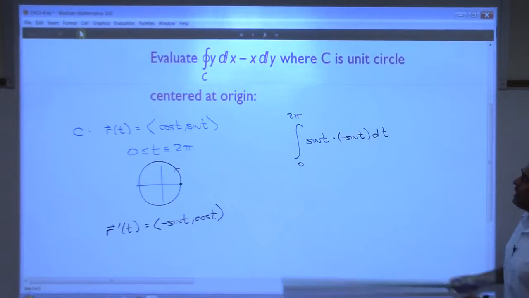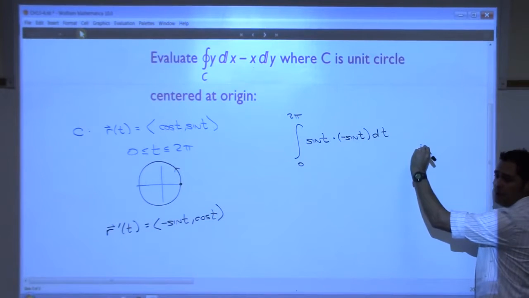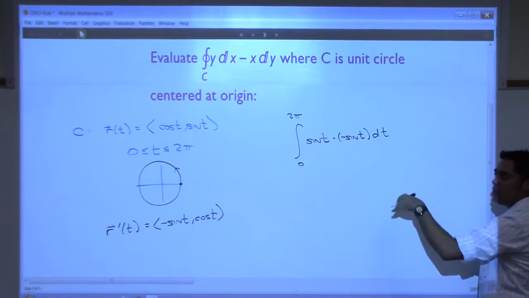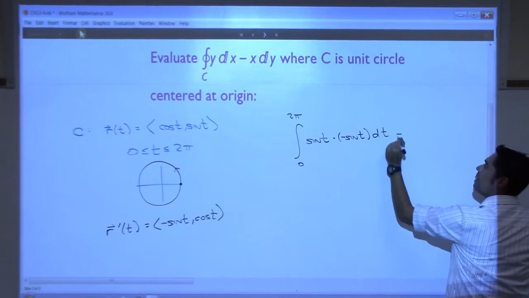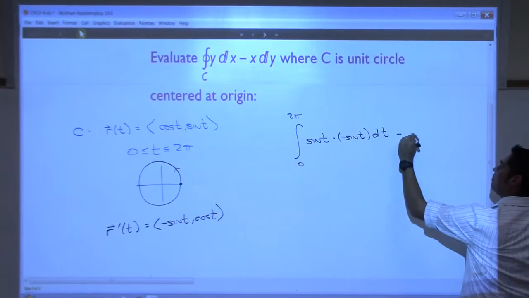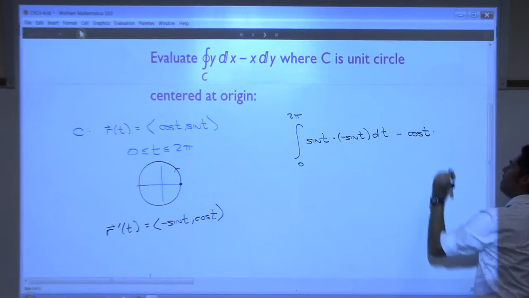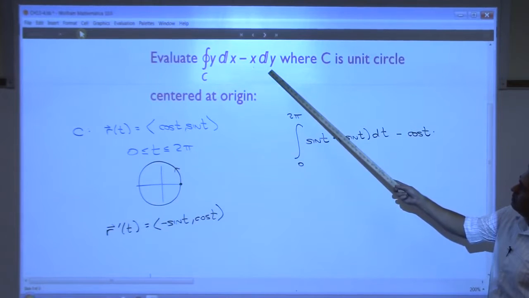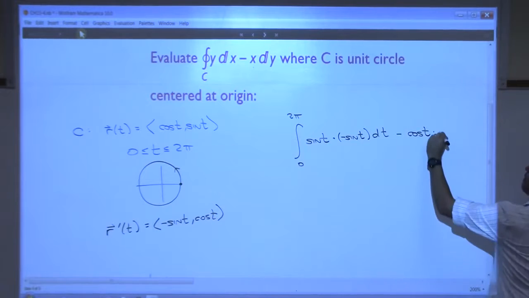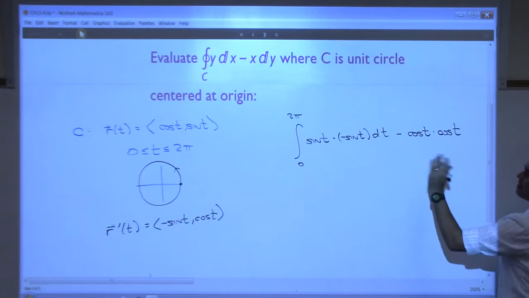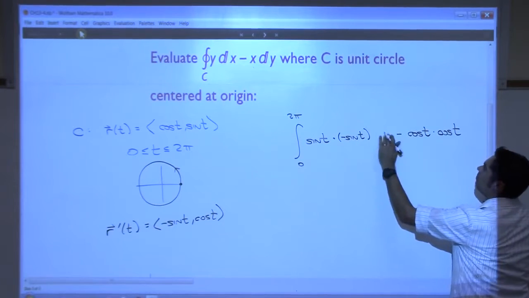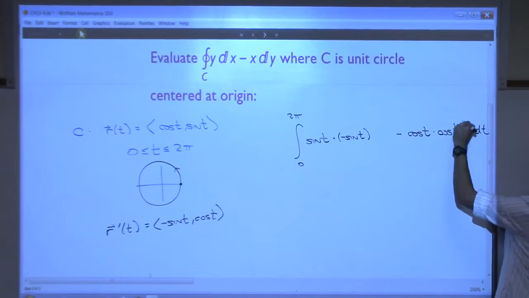Minus, so I can do two separate integrals right here if I want. But I'm going to do it all in one integral because they all have t, and they're all going from 0 to 2 pi. So I'm going to go minus, what's x? Cosine t. And what's dy? Cosine t. Now, since I decided to do one big integral, this dt right here, I'm going to move it to the back. Is that all right with you?